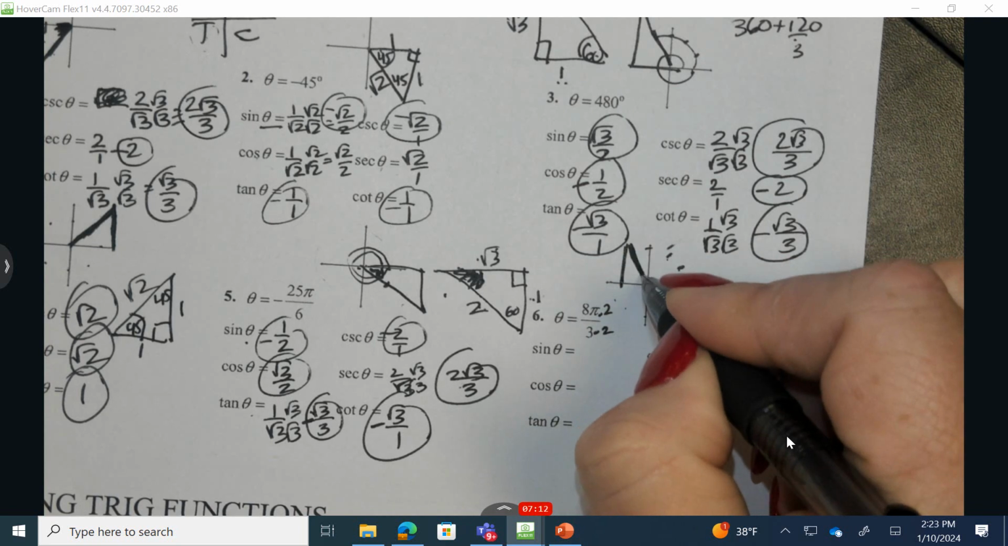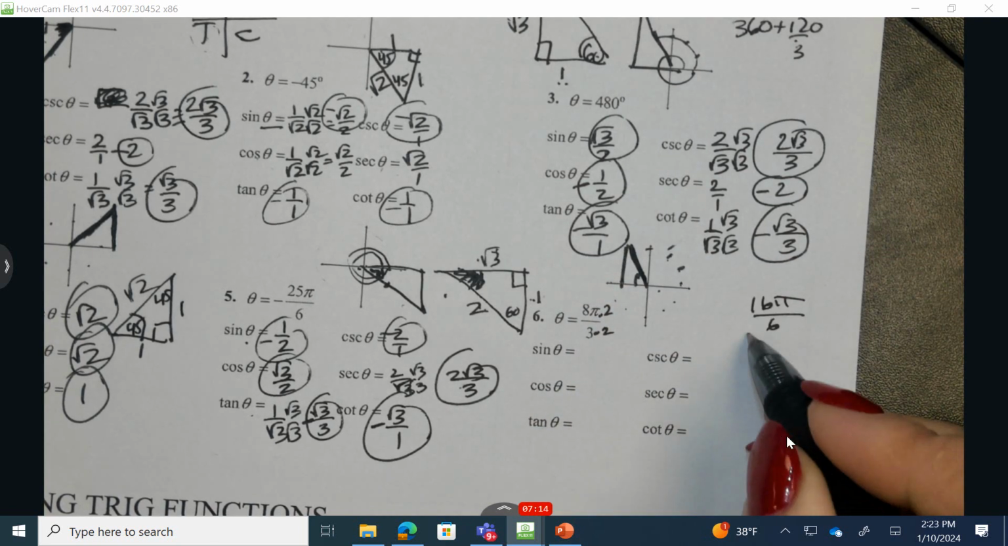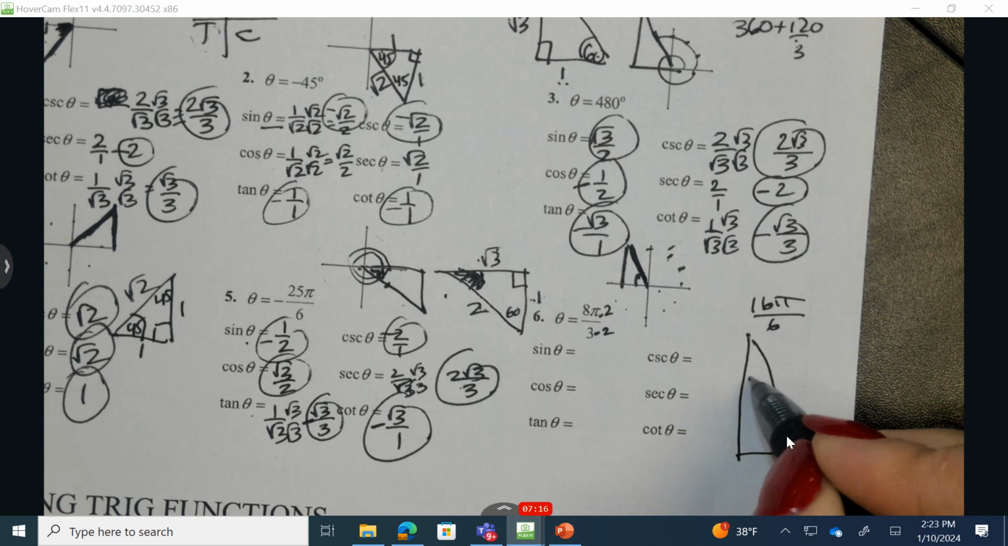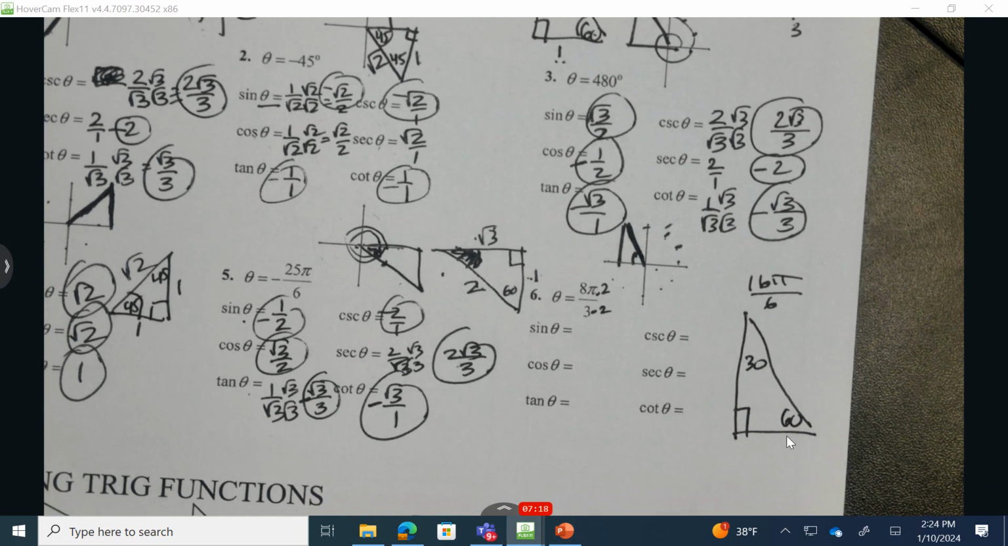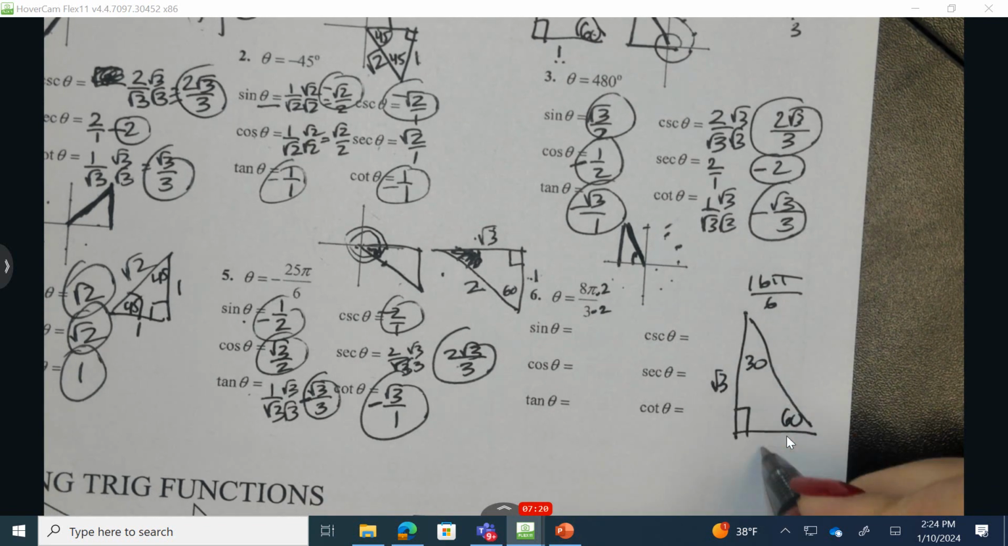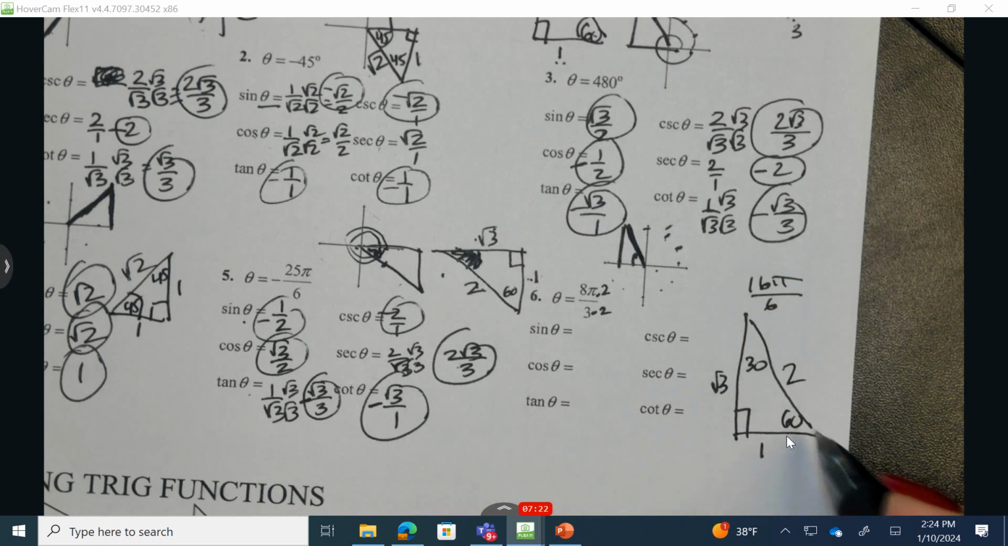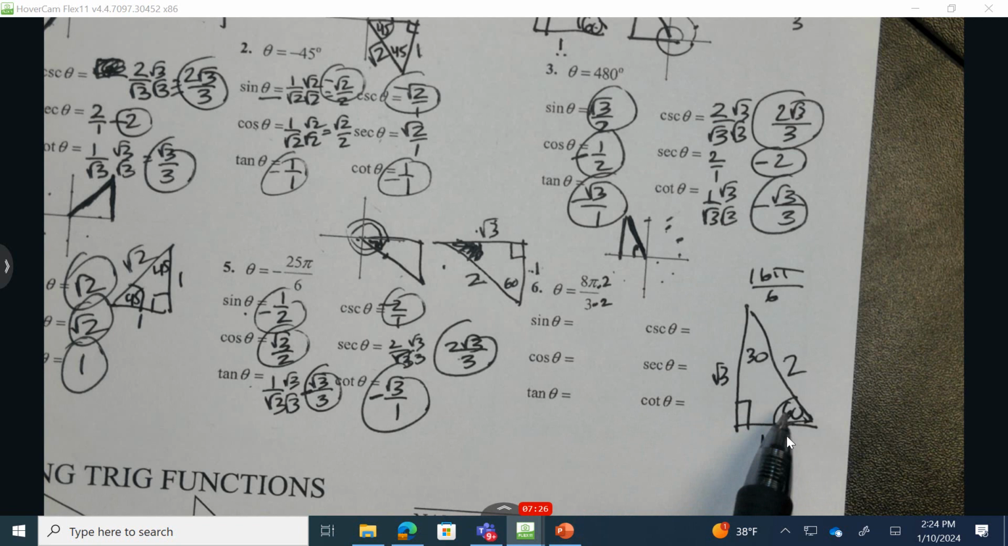All right, so this is 60 degrees. Let me make that mark. This is 60, this is 30, and this is pi. Opposite of 60 is radical 3, opposite of 30 is 1. This interior angle closest to the origin is what I'm going to evaluate.